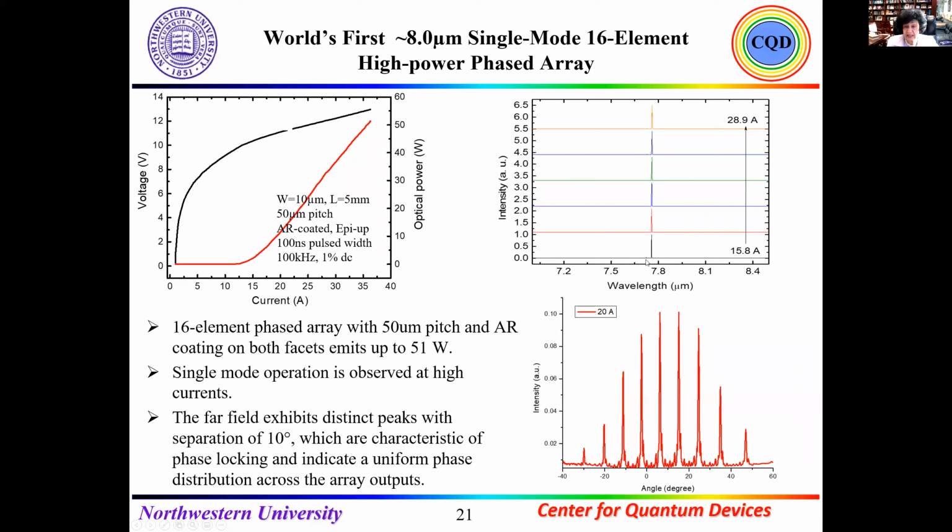obtained exactly as we can see with the high performance, and the far field exhibits distinct peaks with the separation of 10 degrees, which are characteristic of the phase locking and indicate a uniform phase distribution across the array output.